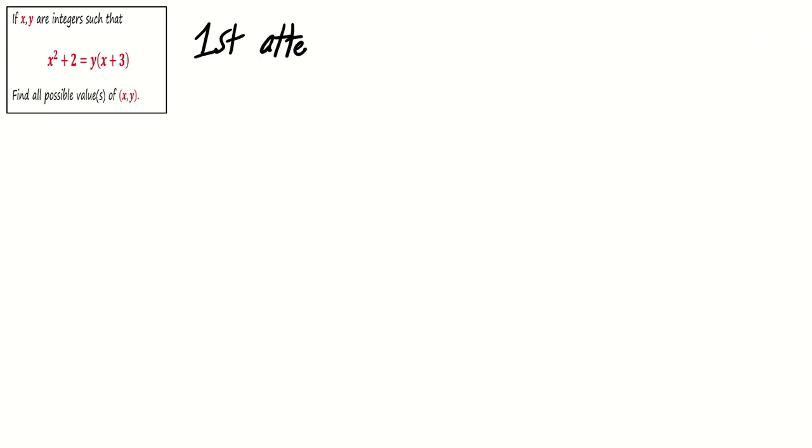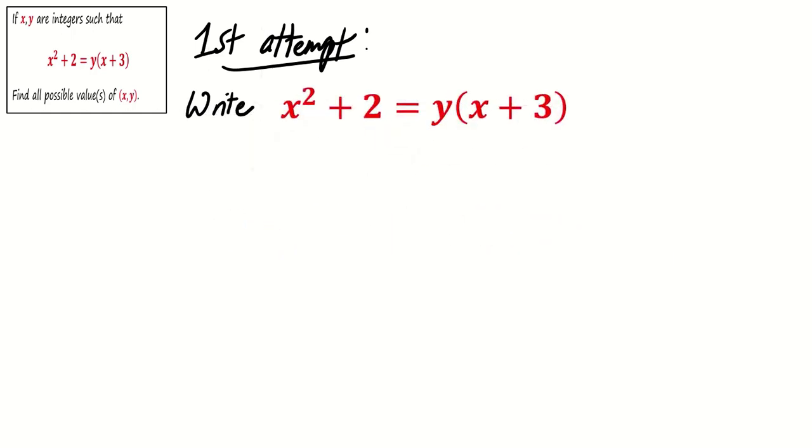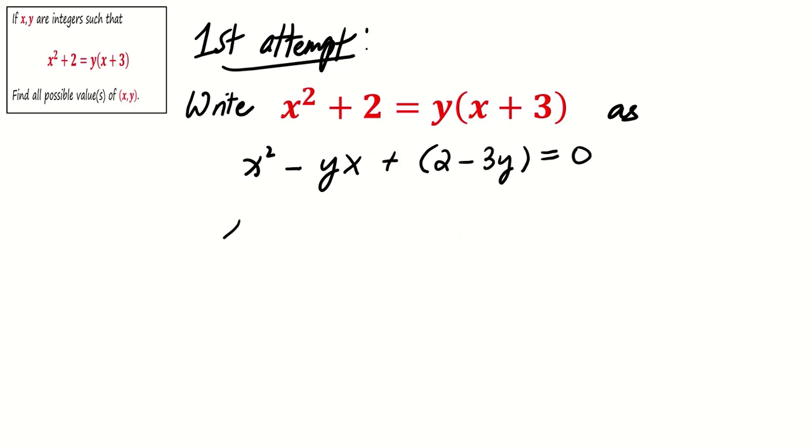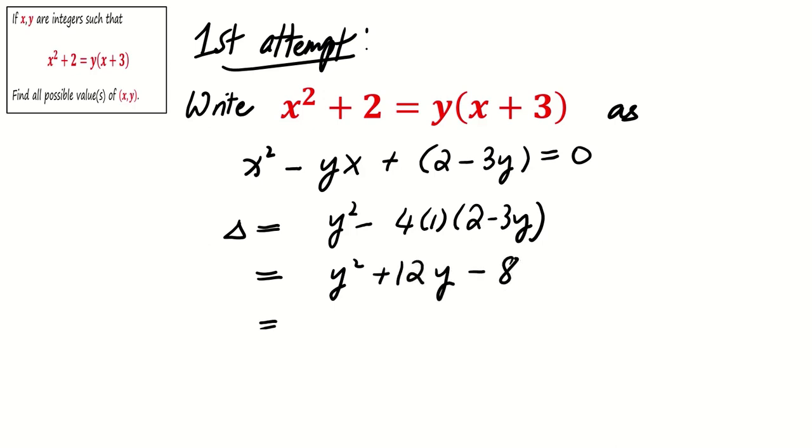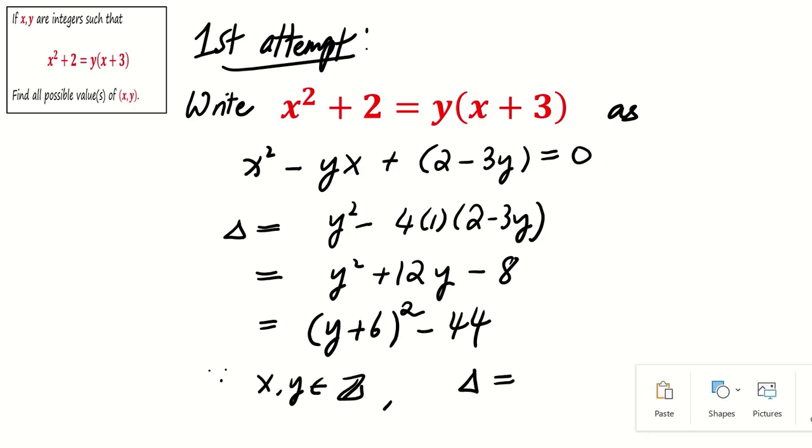We are going to tackle this problem using two different methods. In our first attempt, we'll write the given expression as a quadratic equation in x. Then we'll consider the discriminant, which is y squared minus 4 times 1 times 2 minus 3y. We'll complete the square and obtain y plus 6 squared minus 44. Since x and y are integers, the discriminant must be a perfect square, which we'll denote as u squared for some integer u.